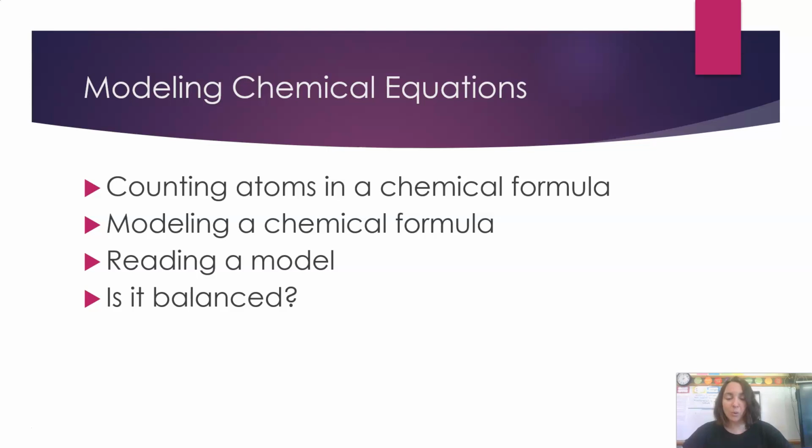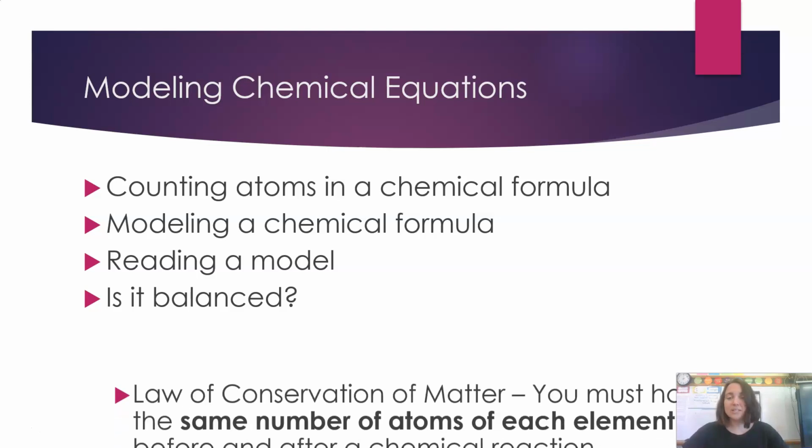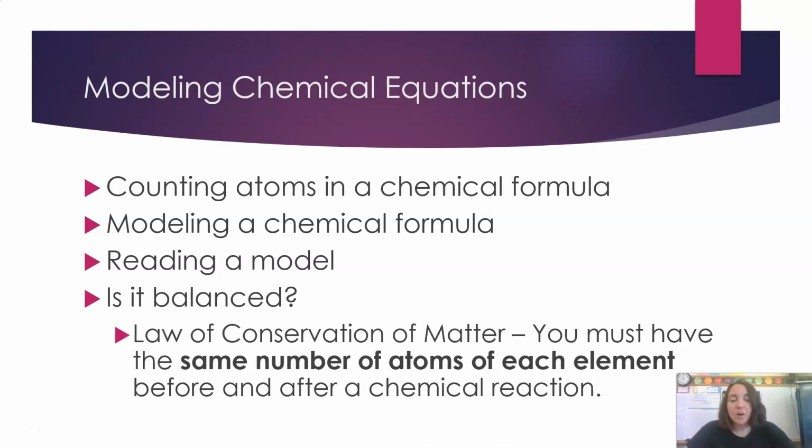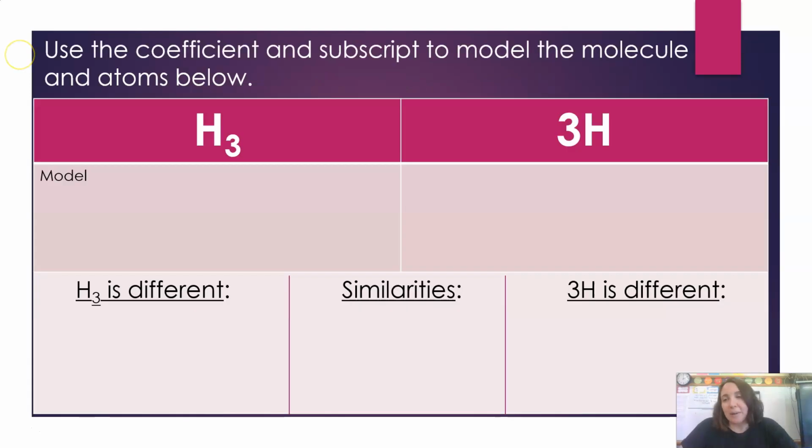And then we'll look at an equation and determine if it's balanced, because as you remember, we need to make sure the law of conservation of matter is followed, which means in our case, we'll make sure we have the same number of atoms of each element before and after, or on the reactant side and the product side of the chemical reaction. First example, use the coefficient and subscript to model the molecule and atoms below.